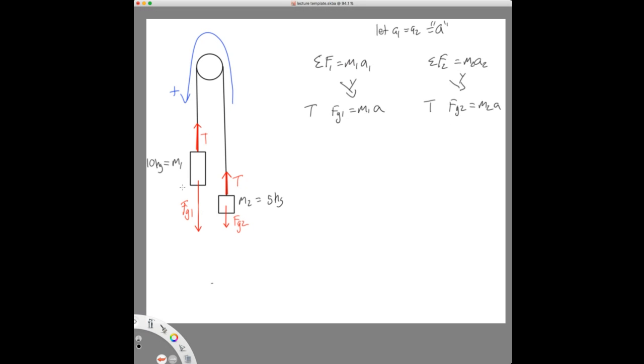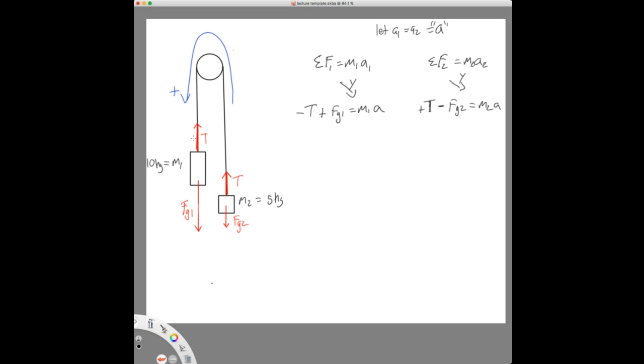So looking at mass 1, out of these two forces, it's the force of gravity 1 that is trying to bring the system in the direction of the blue arrow. So force of gravity 1 gets the plus sign, and the tension is trying to go the opposite direction, so it gets a minus sign. Then I go to mass 2, and I do the same thing. The tension is the one that is trying to bring it in the direction of the plus sign, so the tension gets a plus sign there. And the force of gravity 2 is trying to bring mass 2 down, which is opposite to my blue arrow. So it gets a minus sign.